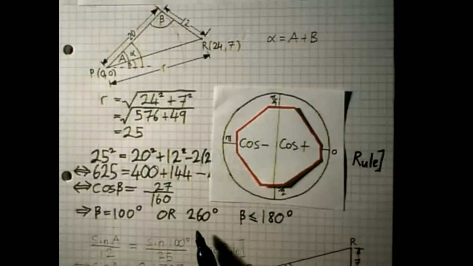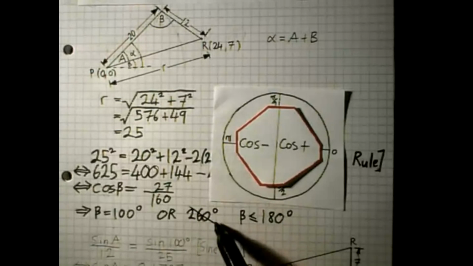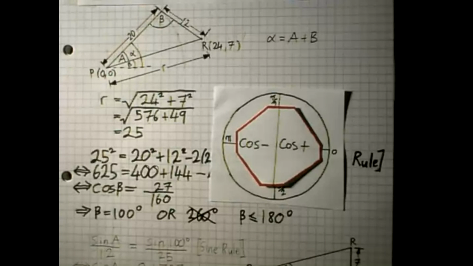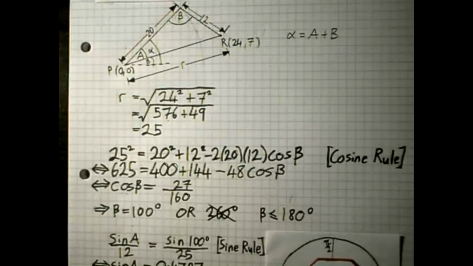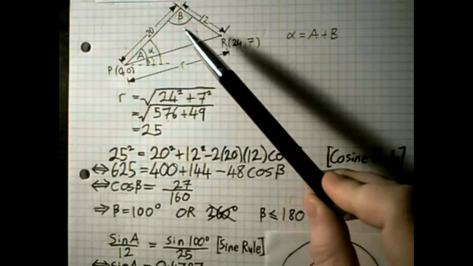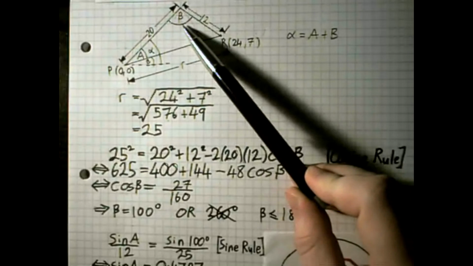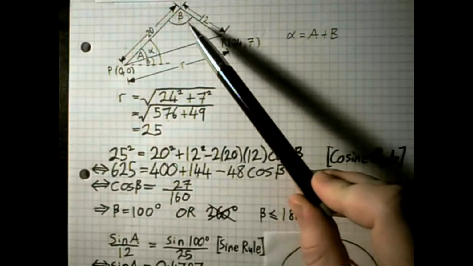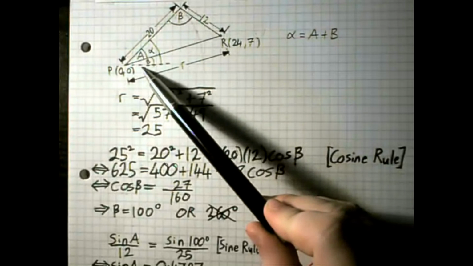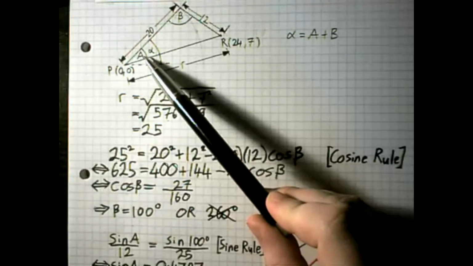Now I'm told at the start of the question that beta can only be between 0 degrees and 180 degrees, so I know I can cancel this one. It's an invalid answer. Now if I go back to my triangle at the start, I now have three sides and I have an angle here. So I could use cosine rule to work out A, but I'm going to use a sine rule because it's just a very little bit shorter.